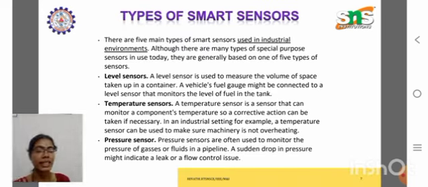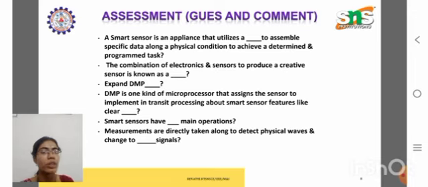Types of smart sensors. There are five main types of smart sensors used in industrial environments. Although there are many types of special purpose sensors, the next slide is dealing with an assessment.